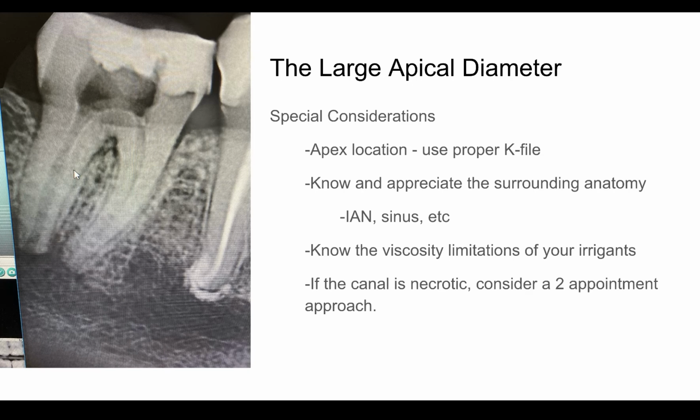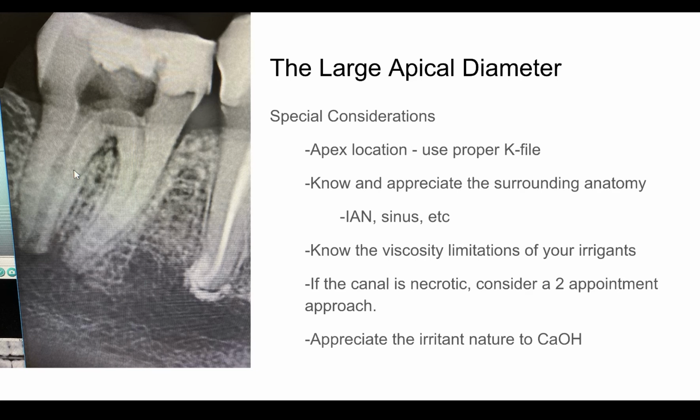If the canal is necrotic, because your irrigant isn't necessarily going to be utilized in the same way we normally do, where we can apply a little bit of pressure to the irrigant syringe, we might want to consider a two-appointment approach to make sure that we properly clean out the apical quarter of this tooth. And then also appreciating the irritant nature of calcium hydroxide.